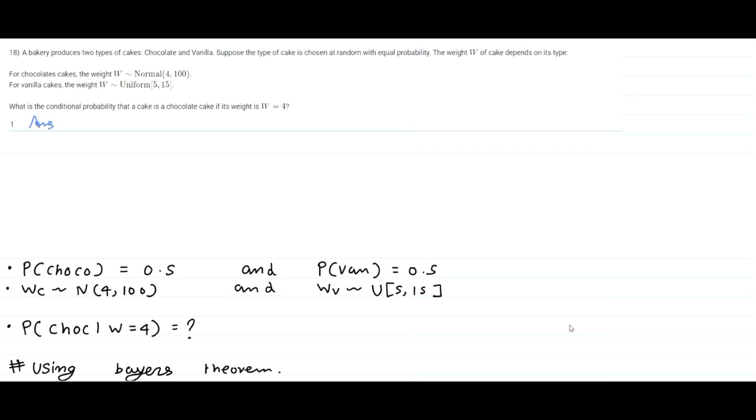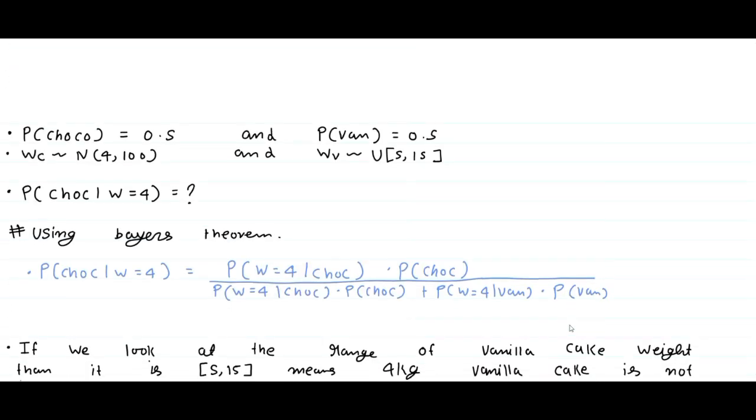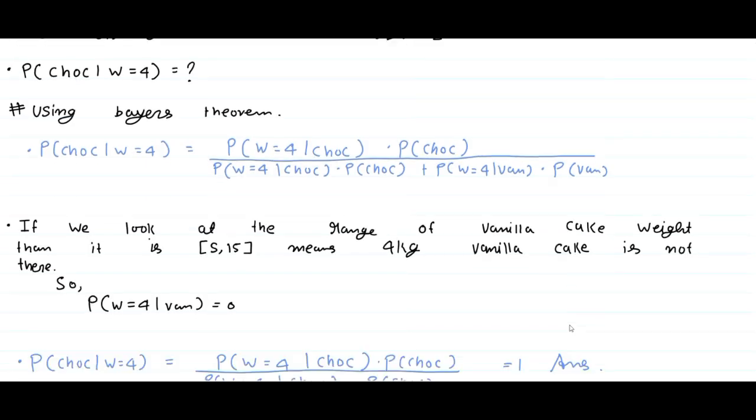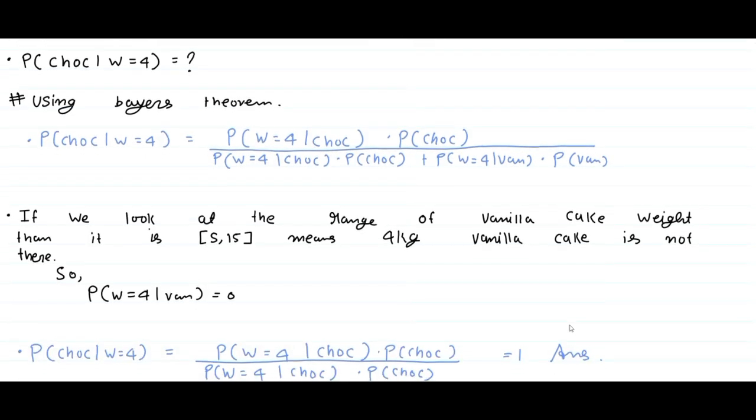So if we use the Bayes theorem on the conditional probability of chocolate cake under the condition weight is equal to 4 kg, then it will be equal to probability of weight is equal to 4 kg under the condition it is a chocolate cake into probability of chocolate cake, divided by probability of weight is equal to 4 kg under the condition it is chocolate cake into probability of chocolate cake, plus probability of weight is equal to 4 kg under the condition it is a vanilla cake into probability of vanilla cake.